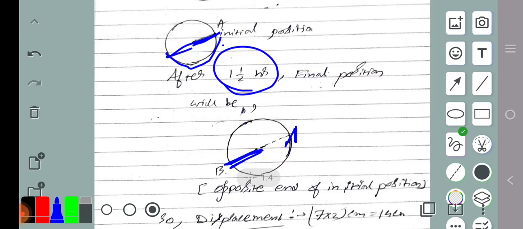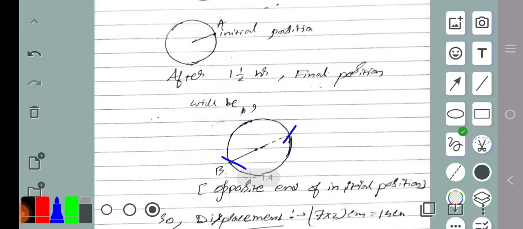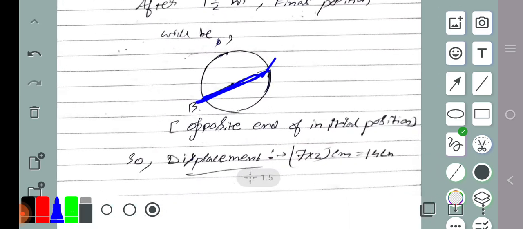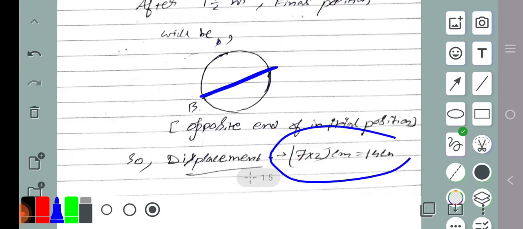So this one is the initial position, this one is the final position. Displacement is final position minus initial position. Okay, displacement is final position minus initial position. Now if this one is 7 and this one is also 7, so displacement is how much? 7 plus 7, 14 centimeter.